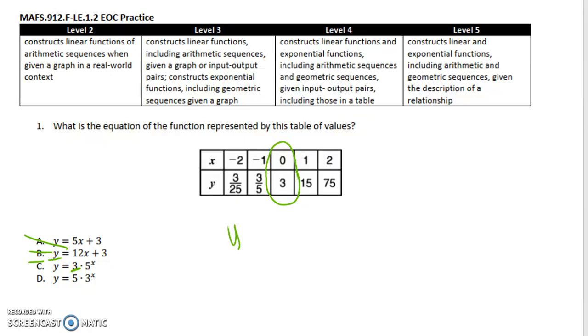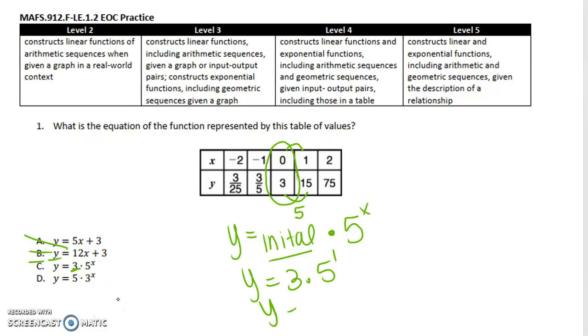So when you're writing an exponential function, your initial value is this first number times whatever the rate, whatever that exponential growth is. And here you can see from 3 to 15, so when I go from 0 to 1, I'm increasing by a factor of 5. So if I plug this 1 in here, our initial value is 3, 5 to the first is 5, y equals 3 times 5, which is 15.